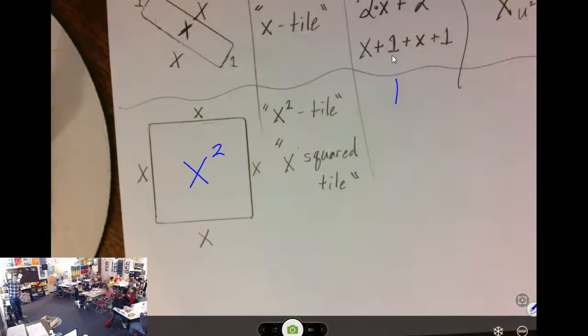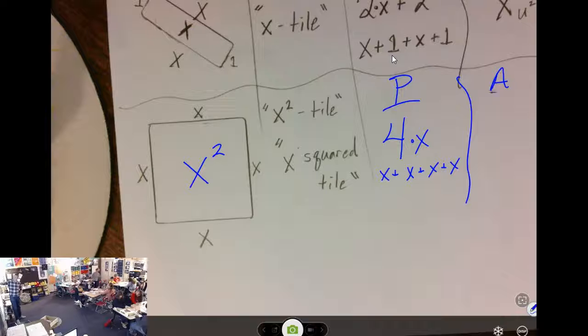But be careful. What is our perimeter, Natalie? Thank you for volunteering. Yeah, so say it the more appropriate way. 4x, right? Because we have x plus x plus x plus x. So x times 4. You saw that. And then the area we said we know is x times x, which turns out to be x squared.